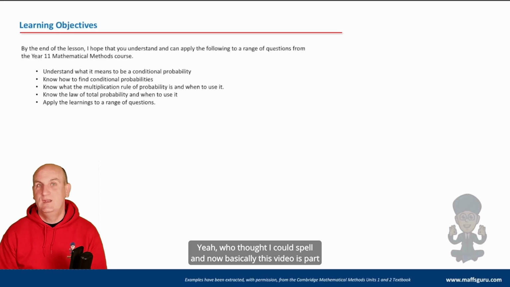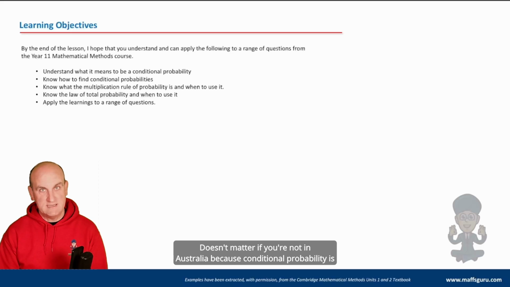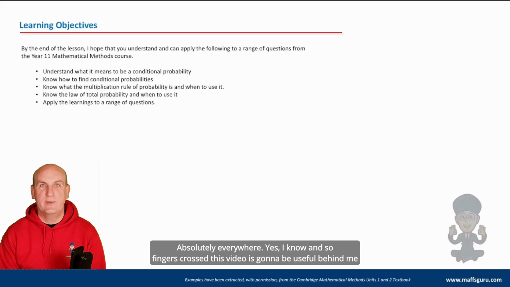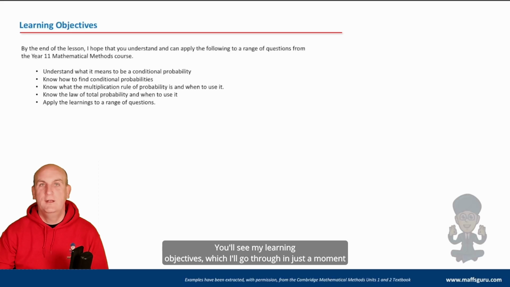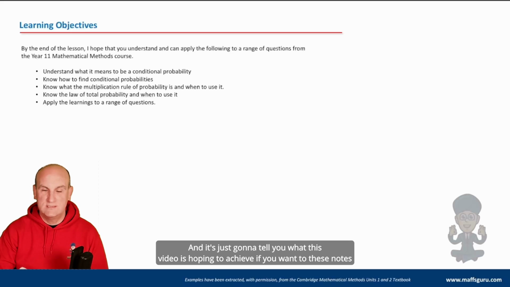Now, basically, this video is part of the Mathematical Methods Units 1 and 2 course here in Australia. Doesn't matter if you're not in Australia, because conditional probability is absolutely everywhere. Fingers crossed, this video is going to be useful. Behind me, you'll see my learning objectives, which I'll go through in just a moment, and it's just going to tell you what this video is hoping to achieve.